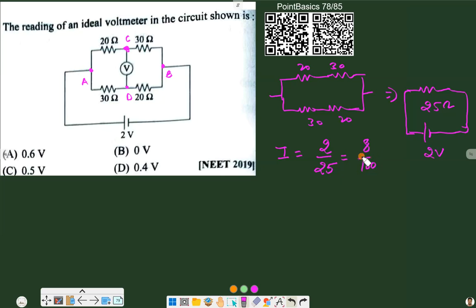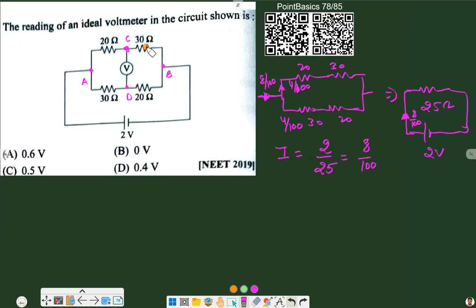Why do we write it like that, 8 by 100? So our calculations become easy. So here the current will be 8 by 100. Again, the incoming current should be 8 by 100. As the total resistance of the upper arm and the total resistance of the lower arm are equal, the current will be divided equally. So in the upper arm we will have 4 by 100 ampere, and in the lower arm we will again have 4 by 100 ampere.